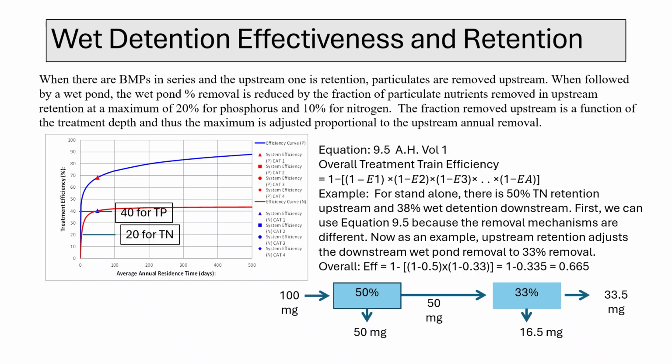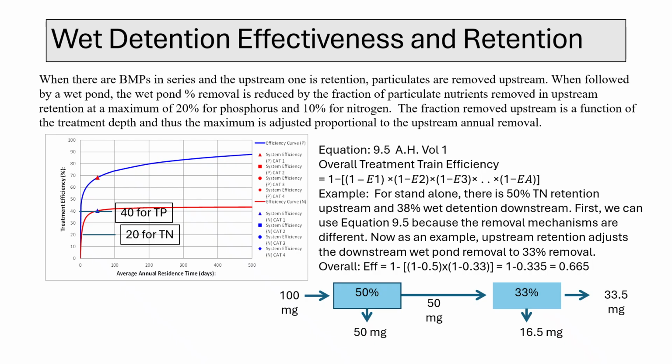Now, applying the overall efficiency equation, we calculate 1 minus the product of 1 minus the upstream efficiency and 1 minus the adjusted downstream efficiency. This gives us 1 minus 0.5 times 1 minus 0.33, which equals 1 minus 0.335, resulting in an overall treatment train efficiency of 66.5%. The diagram visually represents this, showing how an initial 100 milligrams is reduced to 50 milligrams by the upstream retention, and then further reduced by the adjusted downstream removal of 33%, leaving 33.5 milligrams remaining.